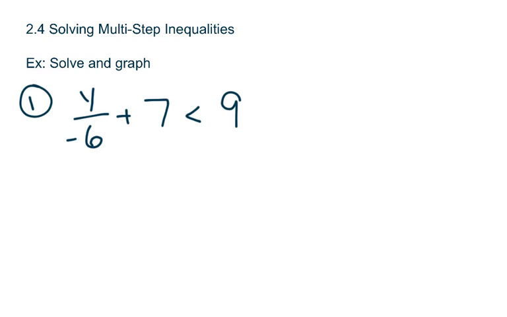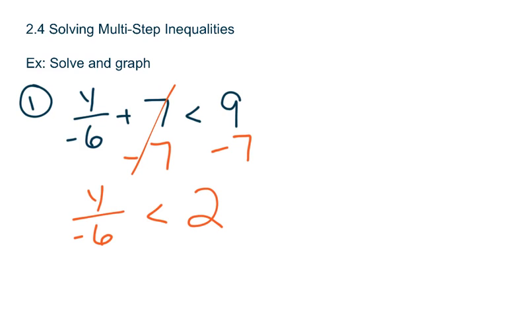Remember that when we're solving these inequalities, just like when we're solving equations, we need to undo the order of operations. So the first thing we need to undo here is adding 7, so we're going to do that by subtracting 7. Okay, so the 7's will go away. I'm left with y over negative 6 is less than, let's see, 9 minus 7 is 2. Okay, so now we can get rid of the negative 6. So y over negative 6 means y divided by negative 6, and to undo dividing, we're going to multiply. We're going to multiply both sides by negative 6.